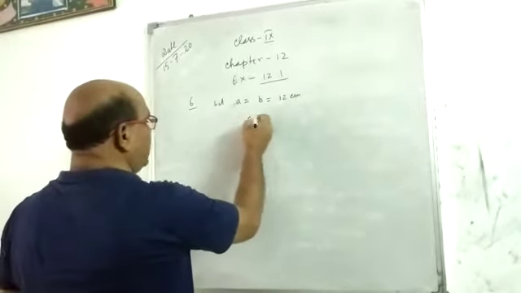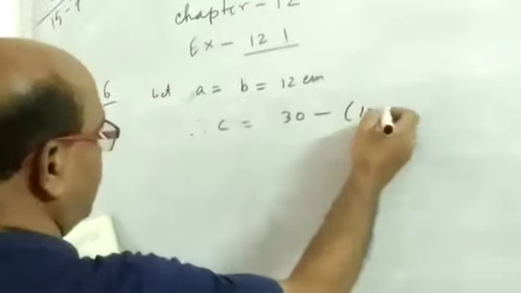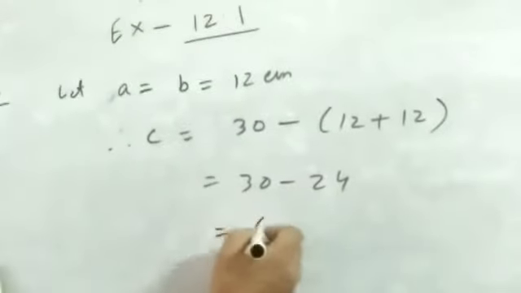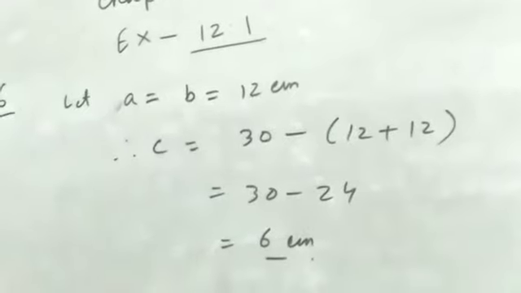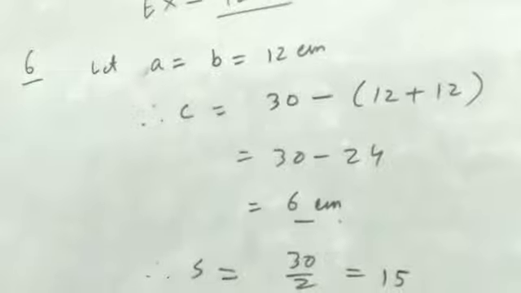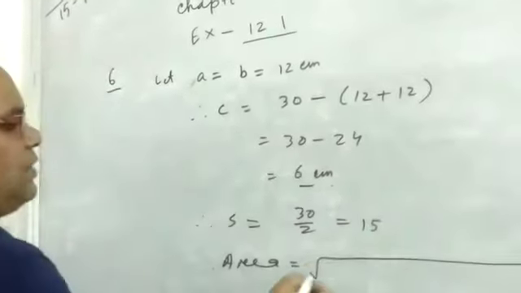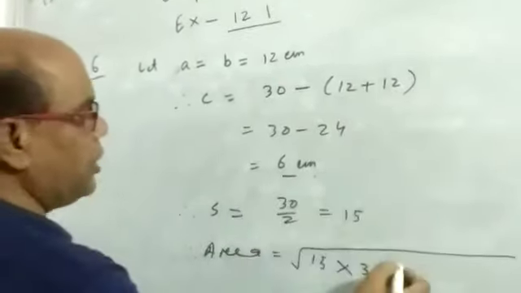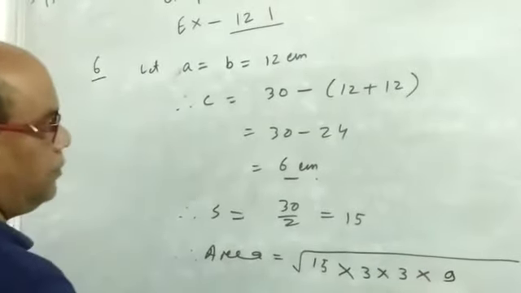So then we can find C. The perimeter is 30, so subtract the sum of the two sides, 12 plus 12. So 30 minus 24 is 6 cm. So the third side is 6, therefore s will be 30 by 2, which is equal to 15. So therefore area: s is 15, then 15 minus 12 is 3, 15 minus 12 is 3, then 15 minus 6 is 9.